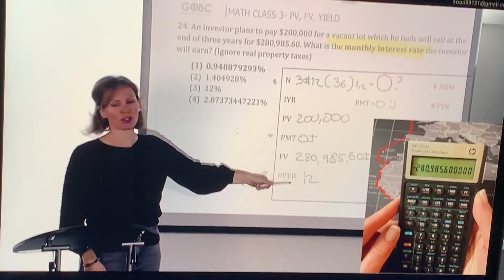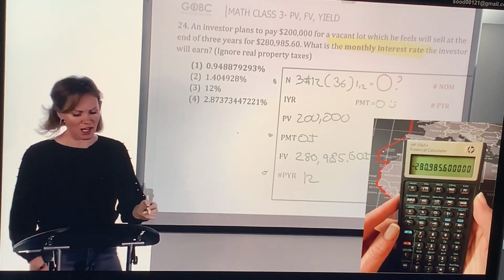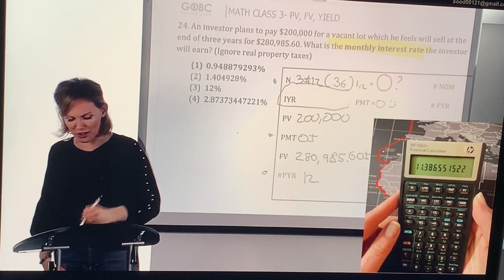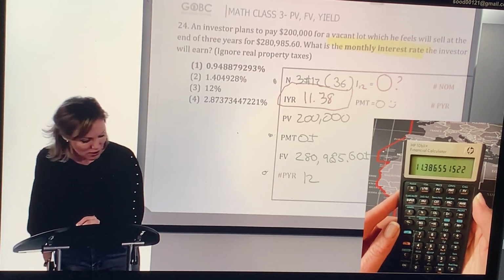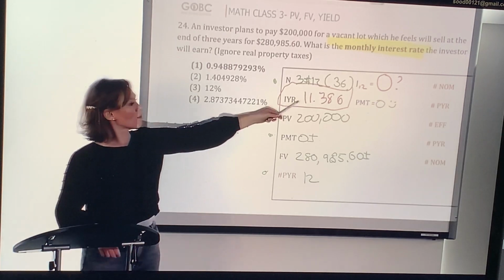So far I plugged them all in. Make sure that you don't forget about the PYR. That should have been your first key. And then we're looking for the IYR. So press your IYR and see how much it comes up to. Mine came up to 11.386. Okay, so that's what I got, 11.386.